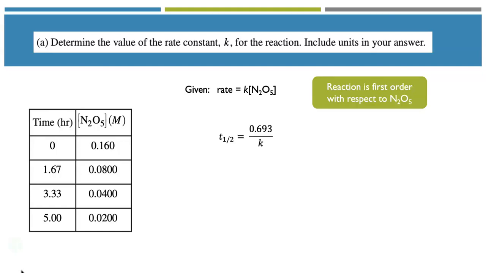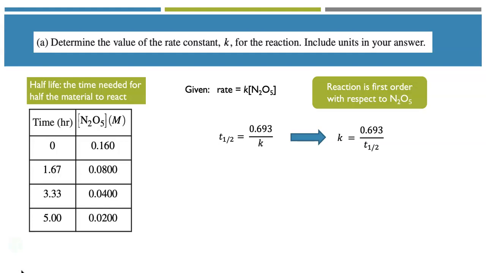You can look on your formula sheet, this equation's given. t1/2 equals ln of 2, 0.693, over k. Well, we can rearrange that to say that k is 0.693 over t1/2, over the half-life of the reaction. One of the hallmarks of a first order reaction is that the half-life is a constant interval for that reaction, as long as the temperature isn't changing.